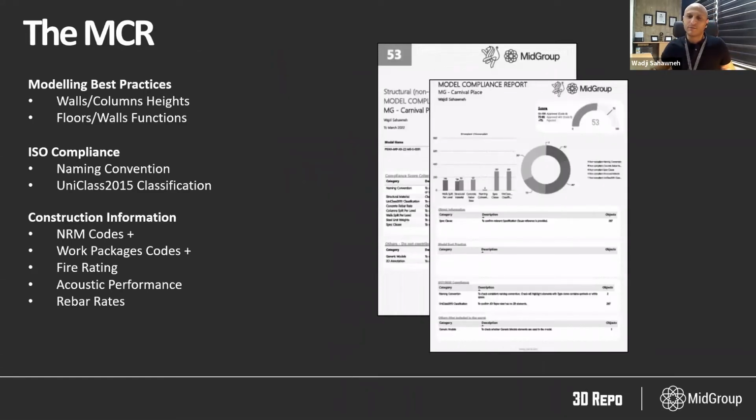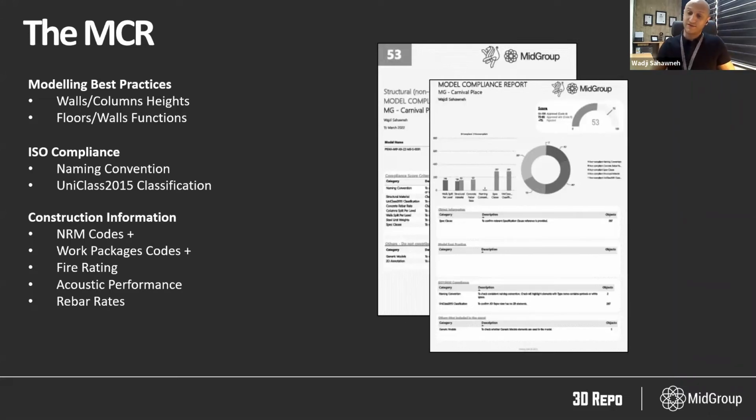So the MCR, or the Model Compliance Review or report, those are the main 3 areas of review, and those are just a bit, the tip of the iceberg of the areas we cover. We cover modeling best practices. The walls, are they separated per level? Are they going through more than one level? The floors and walls, do their functions meet their naming conventions? Are they named externally and internally? How compatible is the metadata with each other?